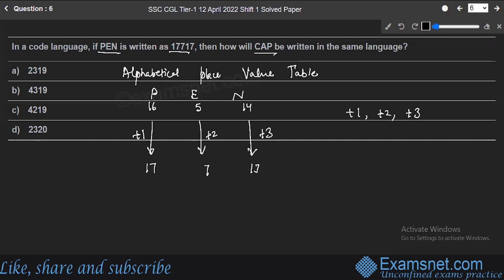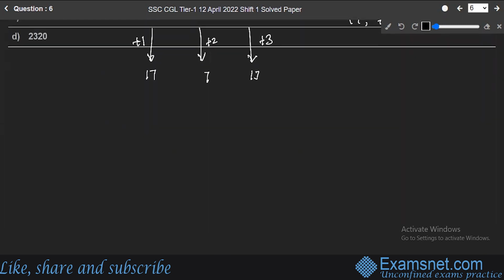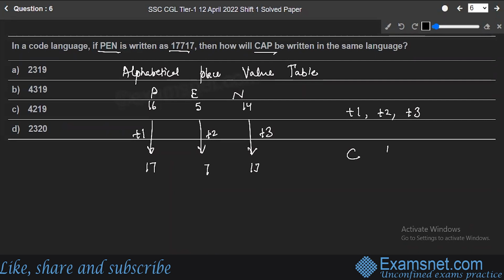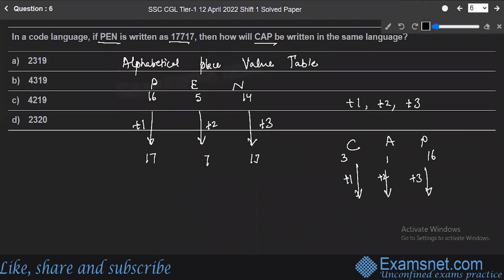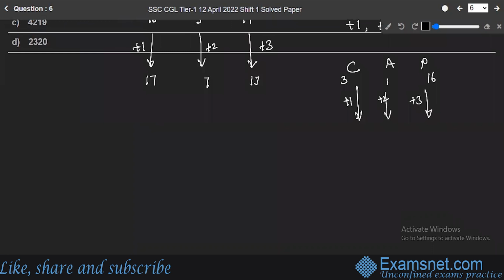So how will CAP be written? Let's write down CAP now. C-A-P. C is at position 3, A is at 1, and P is at 16. Here I'm adding plus 1, plus 2, and plus 3. So the number 3 will become 4, here is 3, and here is 19.